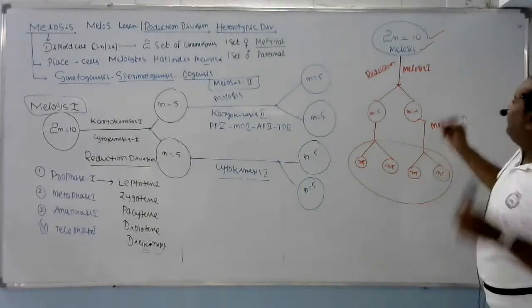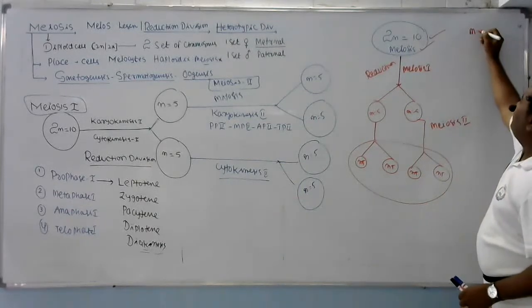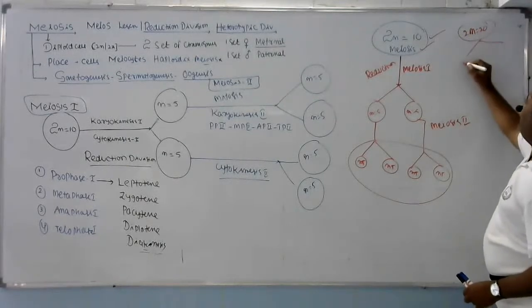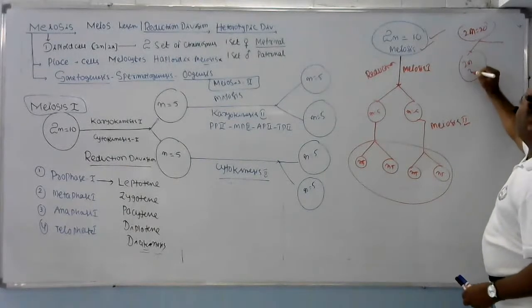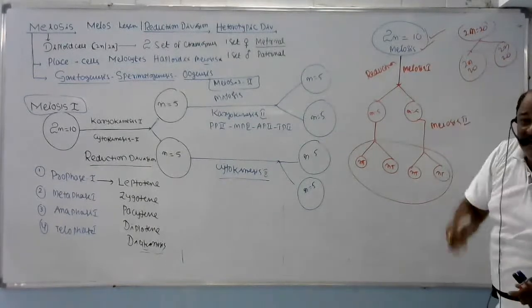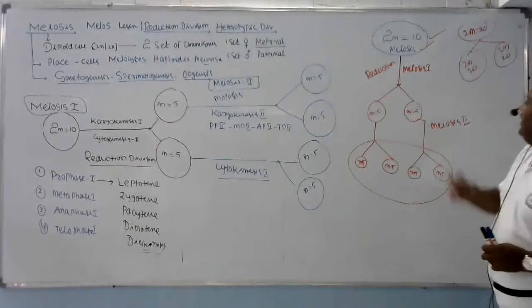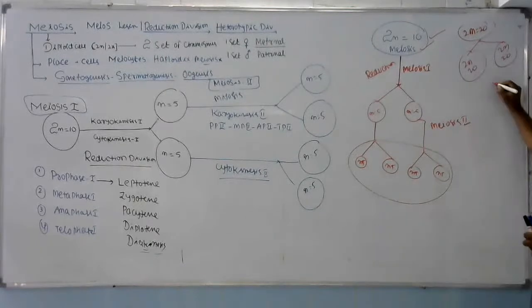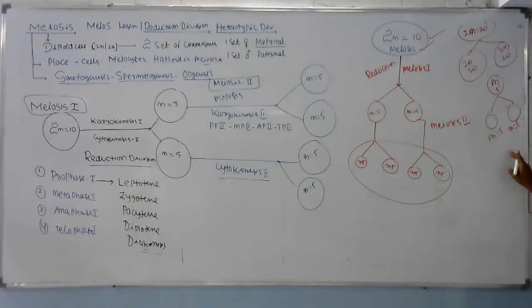But if you go for mitosis, for example, 2n equals 20 is there. Now it is divided and 2 cells will come. Here also 2n equals 20, 2n equals 20. There is no change in the chromosomal number. It is a diploid cell. For example, n equals 5, a haploid cell, is divided and we will get 2 cells. Here also n equals 5, here also n equals 5. There is no change in the chromosomal number.